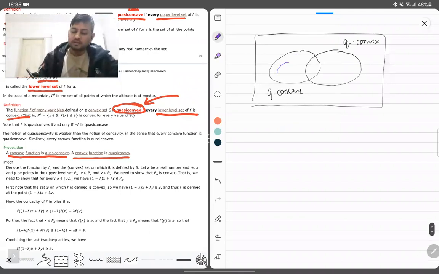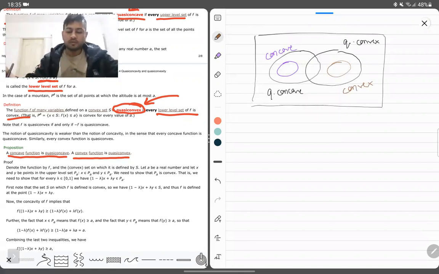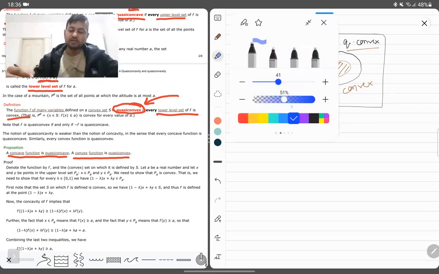This is concave and this is convex. So all convex functions are quasi-convex. And all concave functions are quasi-concave. And more interestingly, there are some functions which are both quasi-concave and quasi-convex. Some functions can satisfy both the properties, and there are some functions which are neither.